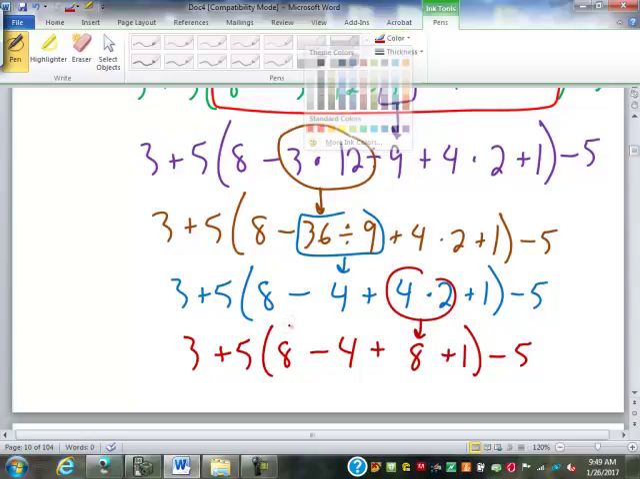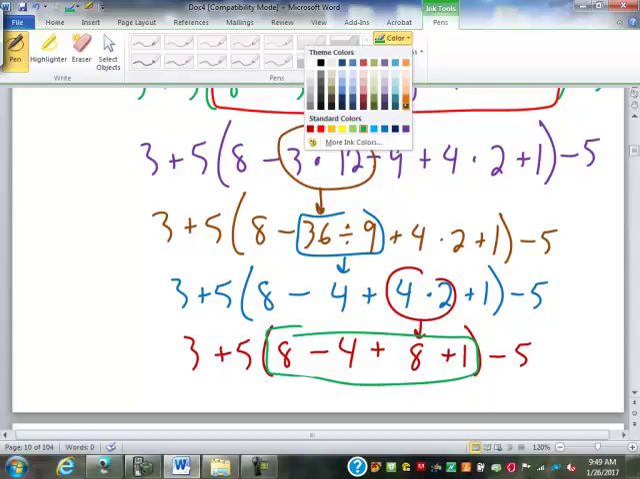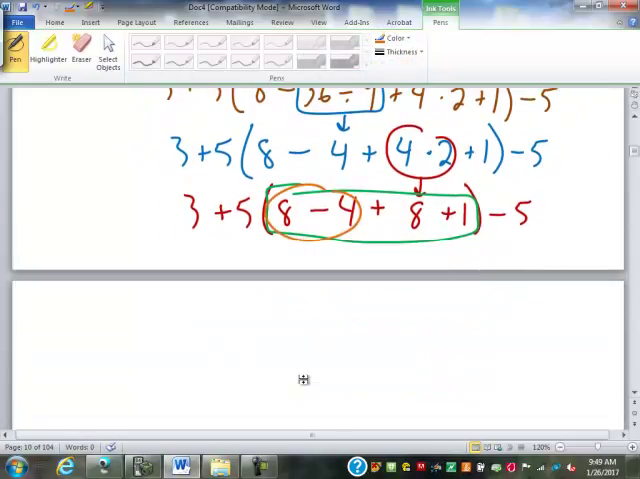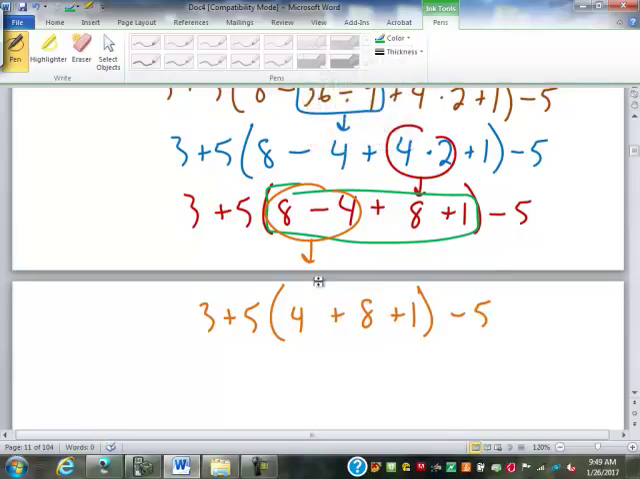So we're still within the parentheses inside that green box for now. We're going to work left to right. So 8 minus 4 is 4. What's next? 4 plus 8 goes next. Yep.